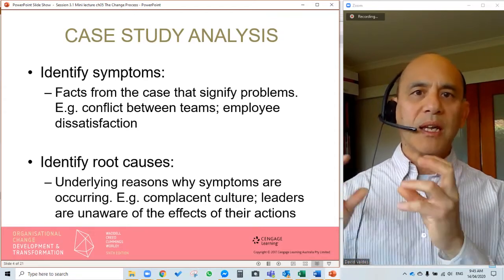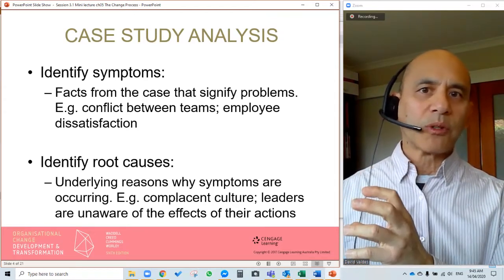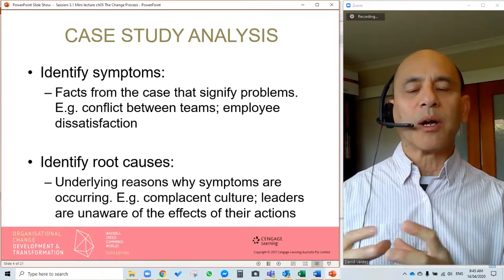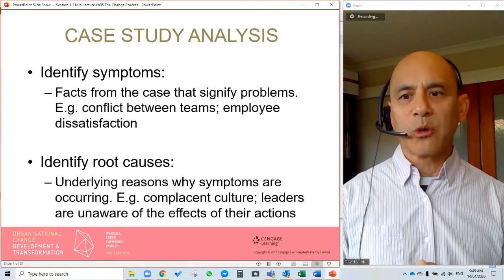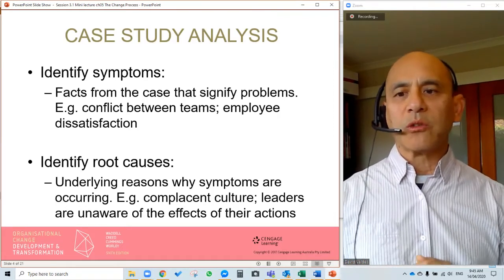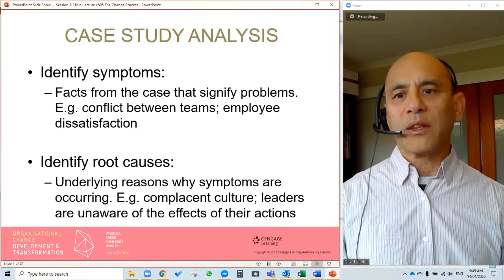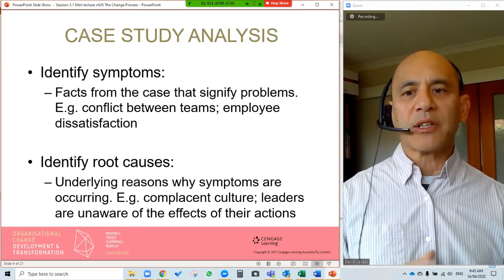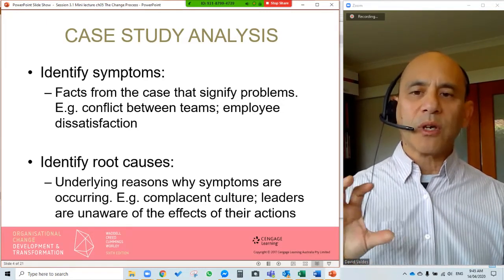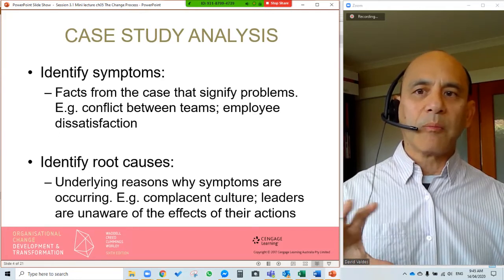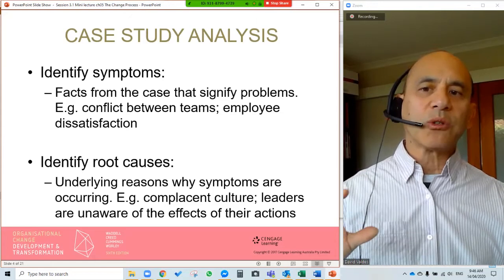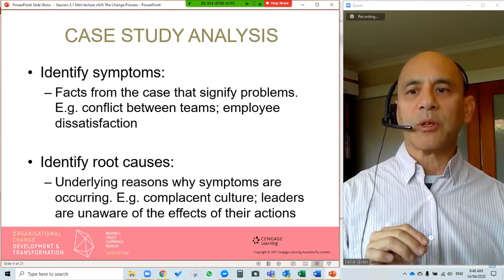Because if you're simply treating the symptoms, they might come back. So it doesn't really solve the problem. Same thing in an organization. An OD consultant will have a look and try to figure out what the root causes of a problem are. So in your case study, try to play the doctor. Identify what those symptoms are, of course, but ask yourself, what is causing these symptoms?